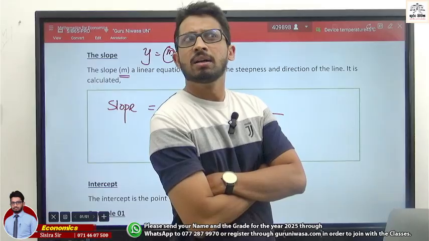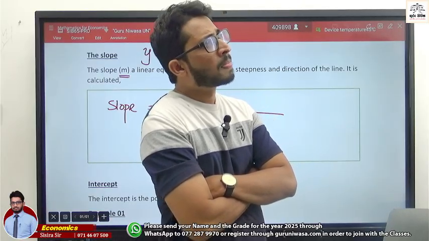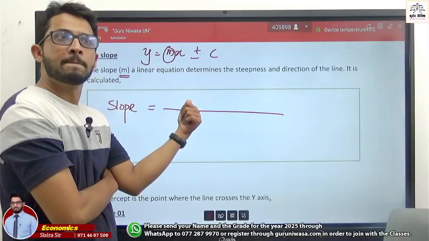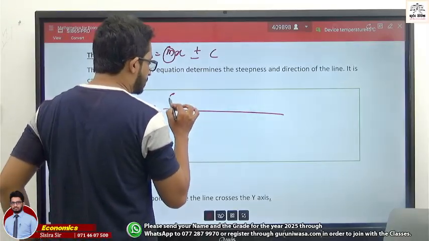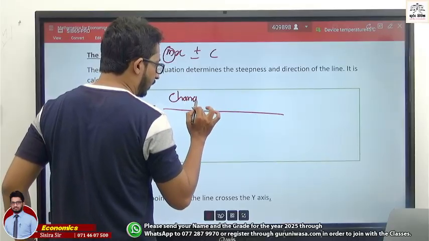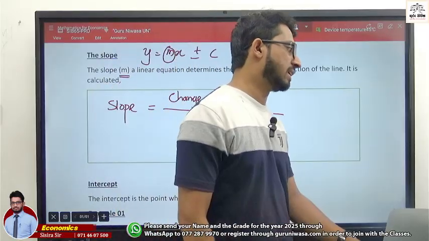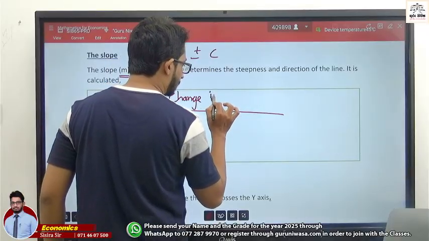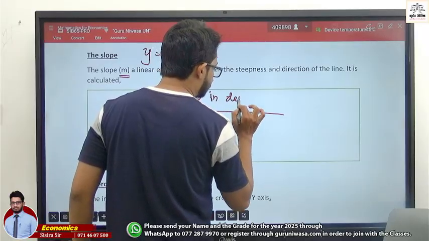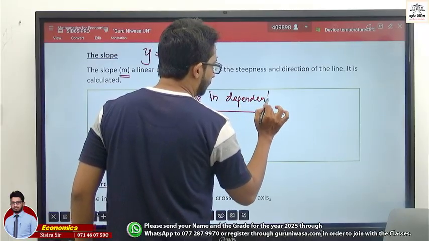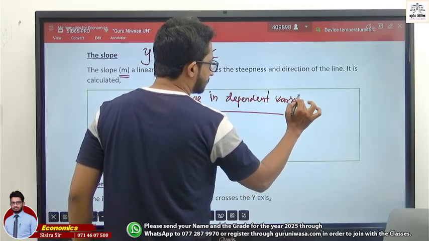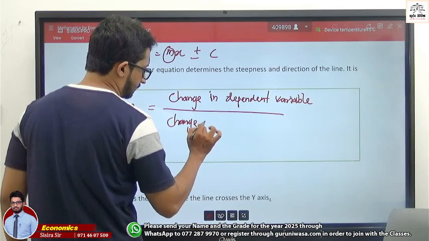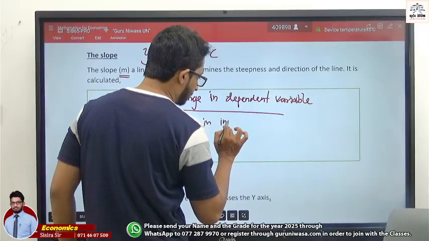Delta y divided by delta x. What is delta y? Dependent variable. Write down change in dependent variable, divided by change in independent variable.